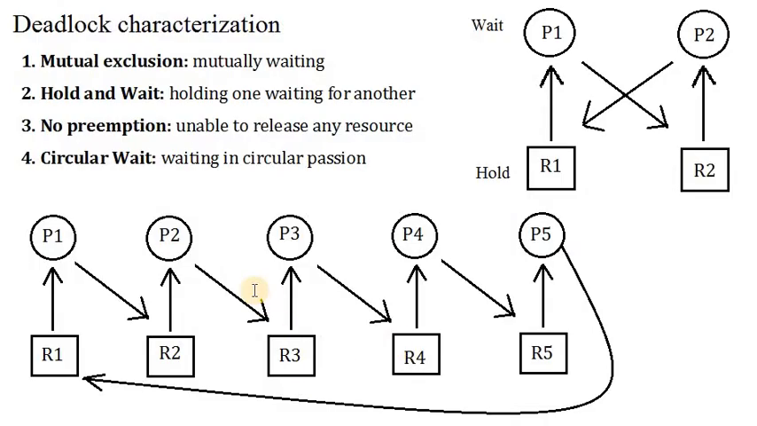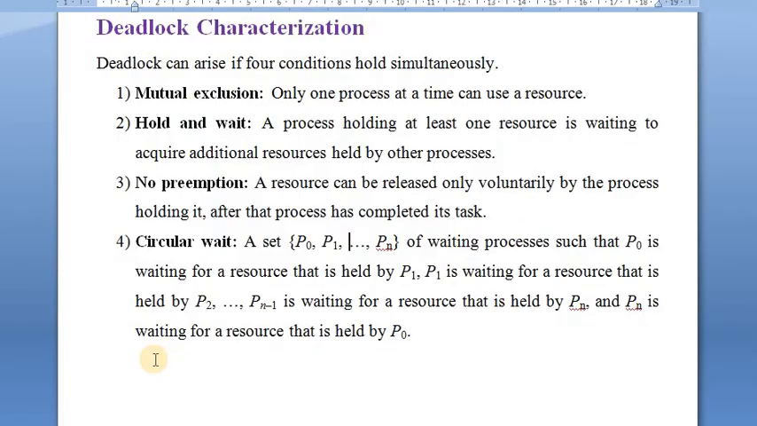So let us see the diagram. In this diagram, there is a circular wait. R1 is a resource held by P1, but P1 is requesting another resource R2. Similarly, R2 is held by P2, and P2 is also requesting another resource R3. R3 is held by P3, P3 requesting R4, R4 held by P4, P4 requesting R5, R5 held by P5. Here P5 is requesting R1. So you can observe the situation.